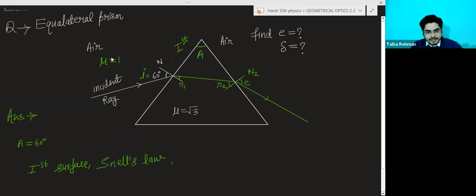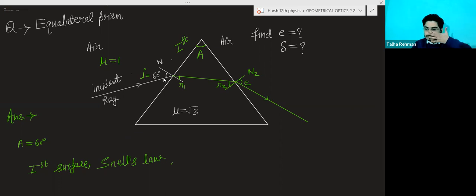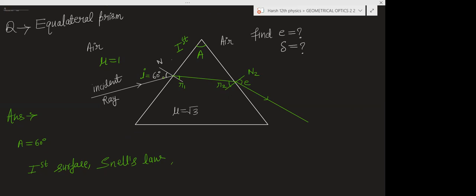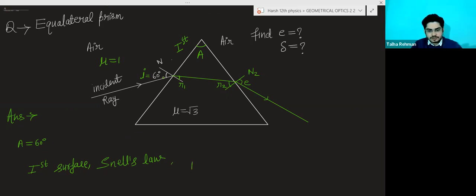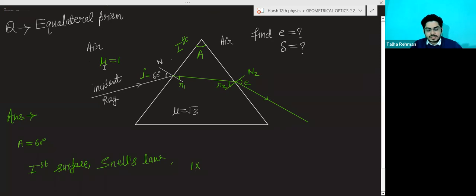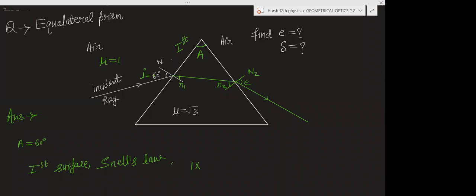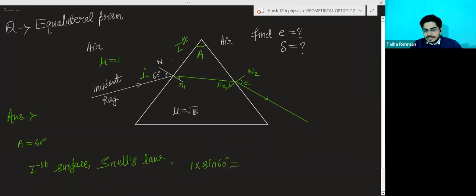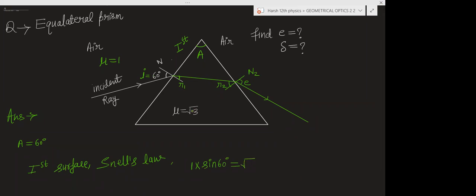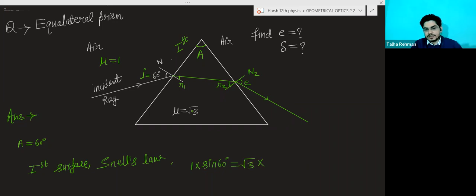First, we will take the refractive index of the medium and multiply by the sine of the angle with the normal. Can you tell me what the Snell's law will be here? First we take the refractive index 1 of this medium and then multiply by the sine of the angle with the normal, that is sine 60. This is equal to the refractive index root 3 multiplied by sine of r1.